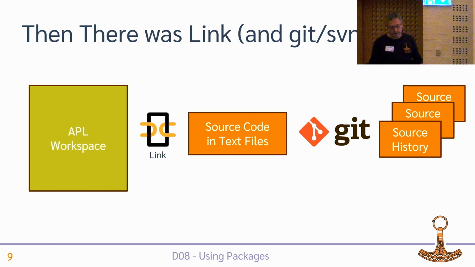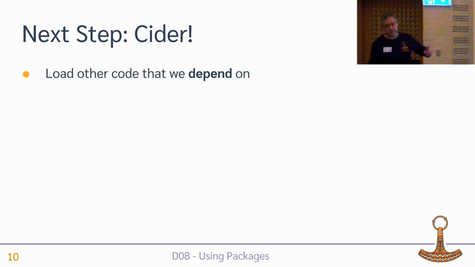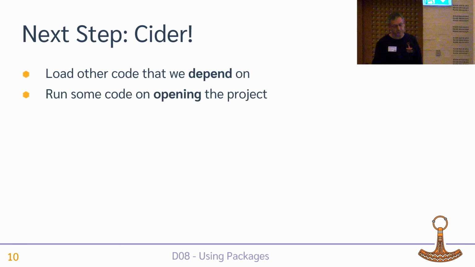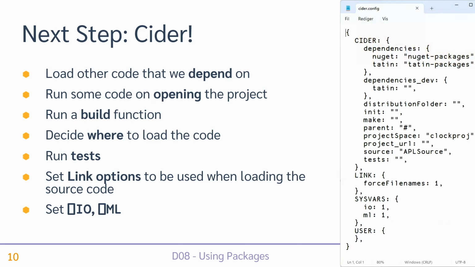So, why would you need anything else? And in fact, there's several reasons. The most important one is that it helps you manage these dependencies. So if you want to use a Tatin package or a NuGet package, Cider, the project management system, creates an environment where it's easy for you to declare that you have dependencies. It's nice to have an environment that will do all these standard things like run a build function and decide where to load the code, whether it should be loaded with an alias so that it doesn't have a name conflict with some other stuff that you're using, and so on and so forth.